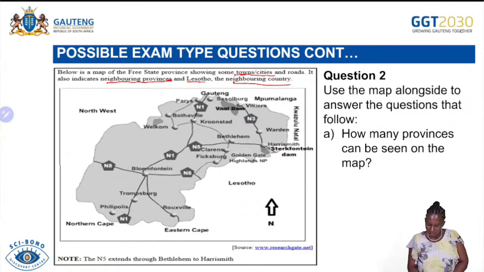Now it says question 1, number A. Use the map alongside to answer the questions that follow. Remember, in the exam, here the map is being resized, but in the exam, you'll be given a full A4-page map.